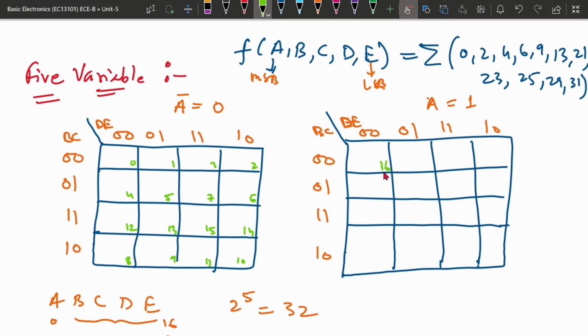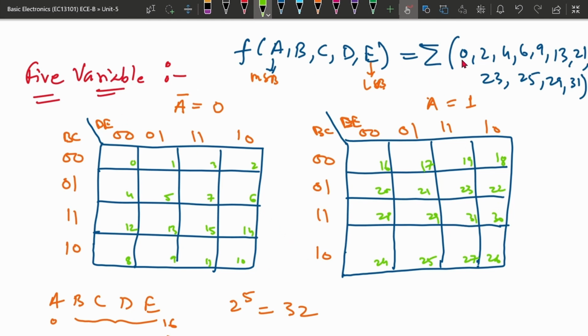So this will be explaining the 16 because A is 1 and all others are 0, so it will be explaining 16. Then this is 17, 18, 19, 20, 21, 22, 23. This is 24, 25, 26, 27, 28, 29, 30 and 31. So this was the KMF for 5 variables.